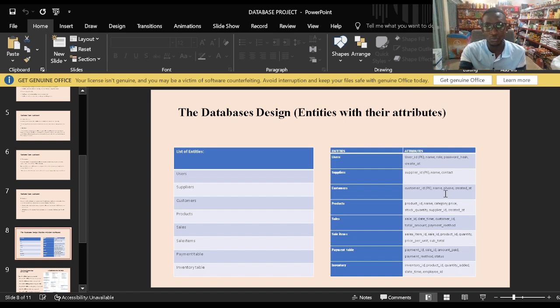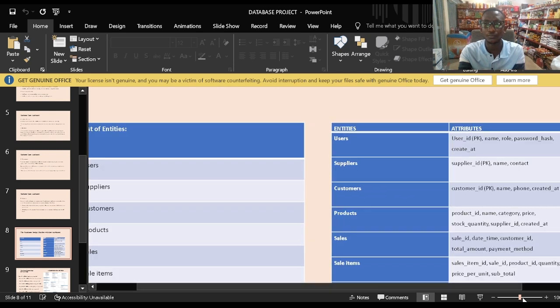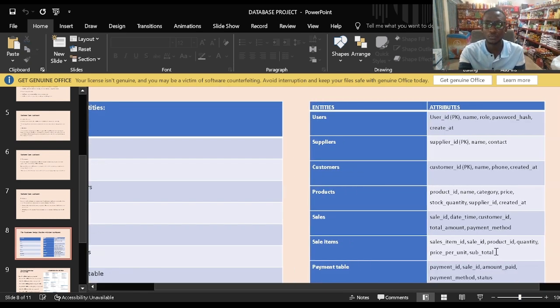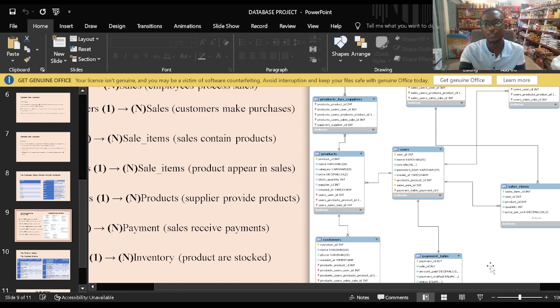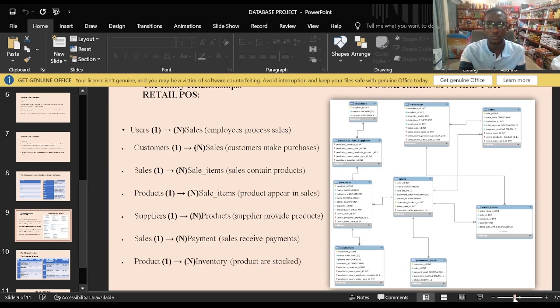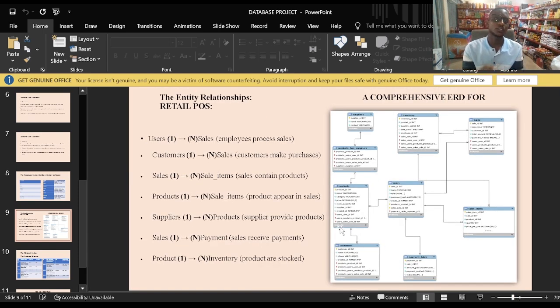So these are the attributes as you see them. These here are the attributes of my table. The users table has user ID, which is the primary key. It has role, name, password, supplier ID, like that.